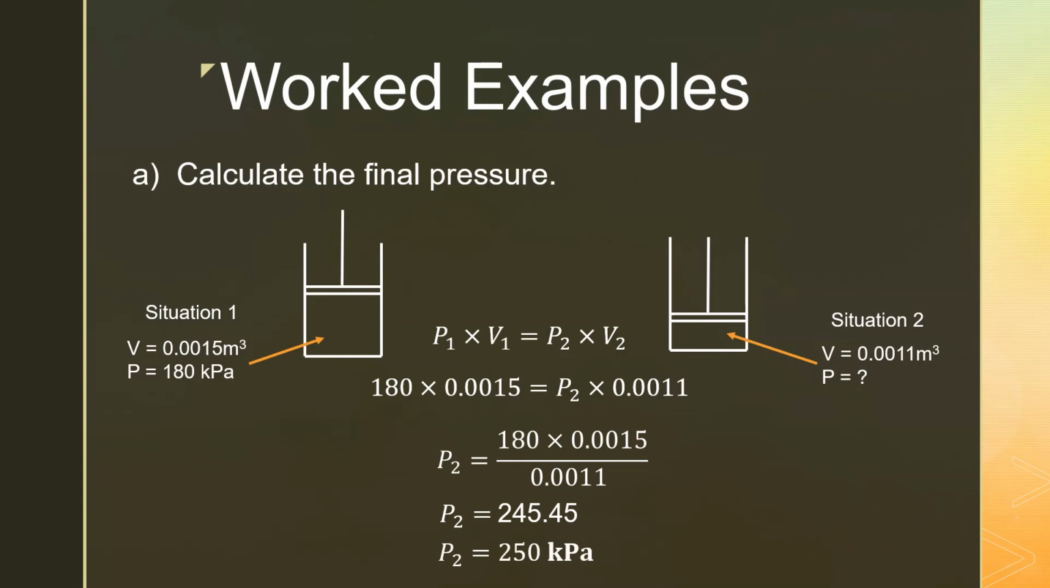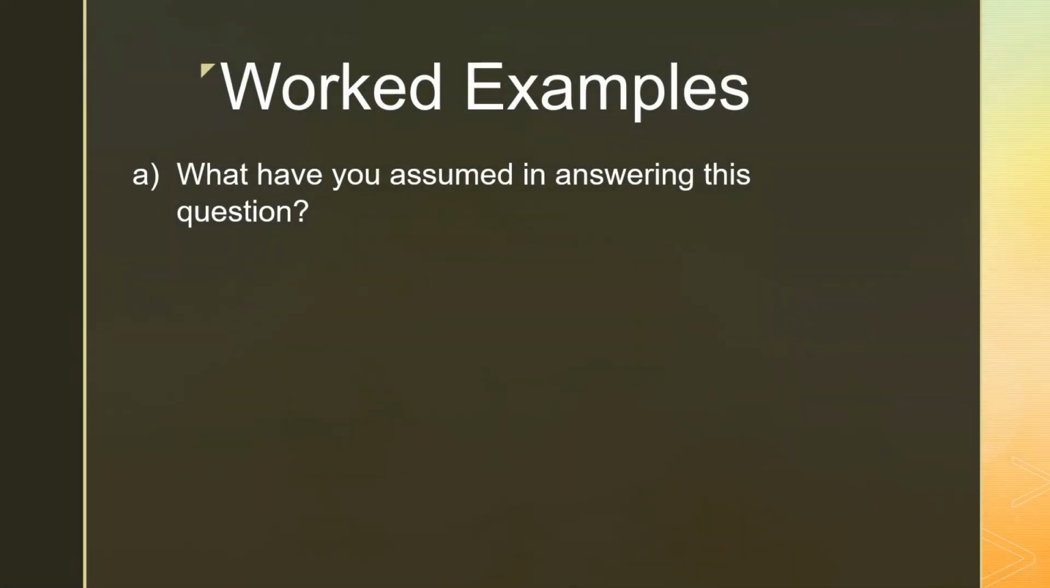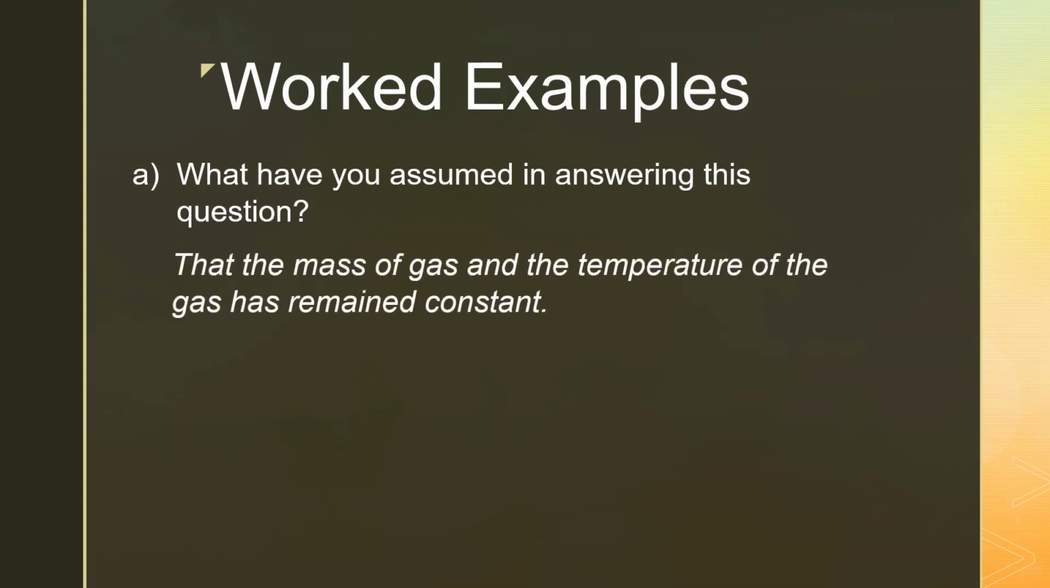Why is it kilopascals? Because I put the pressure up here into my equation in kilopascals, so this value is going to come out in kilopascals also. Okay, the second part of that question was, what have you assumed in answering this question? Well, we need to think back to the two things that needed to be fixed, and they are the mass of the gas and the temperature of that gas. So in order for P times V to be a constant, those two quantities must be held constant. They have to be the same. So that's what we have assumed in answering this question.